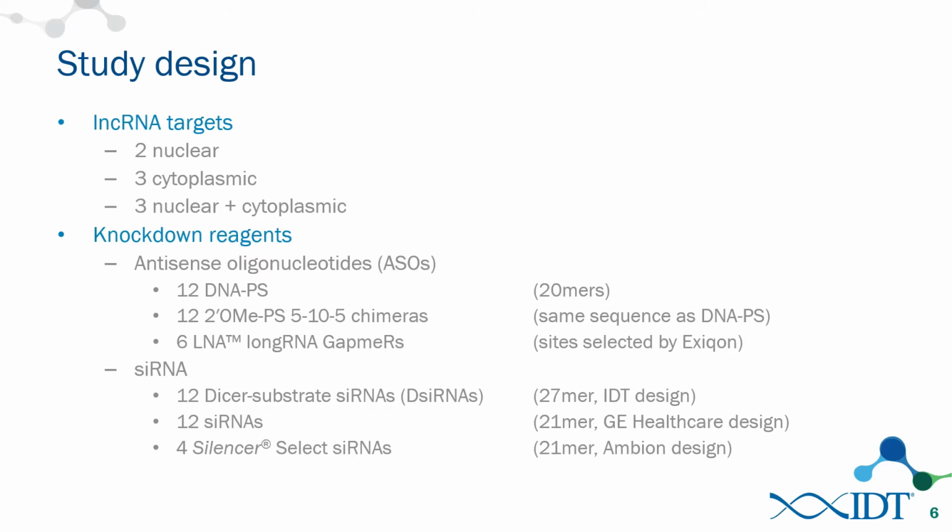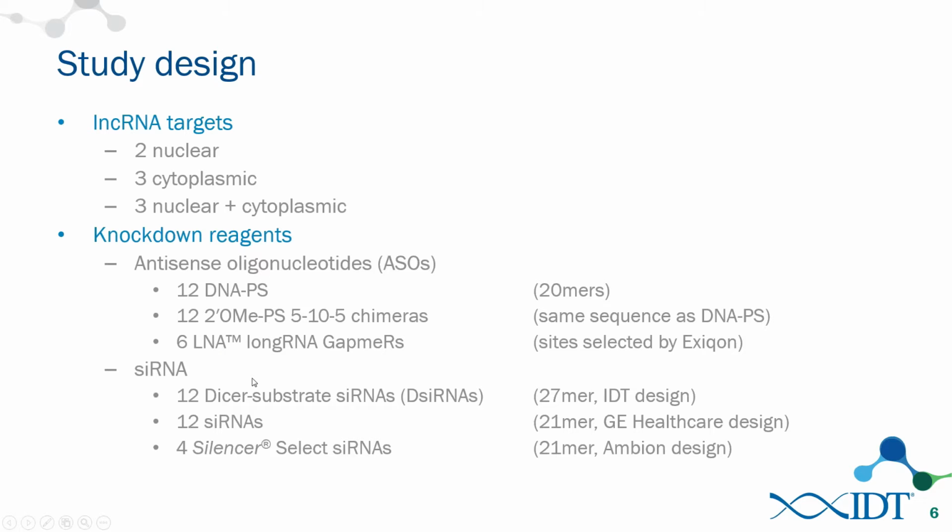For the antisense arm of the study, 12 sites were designed internally by IDT, and 2 different chemical modification patterns were used, the DNA phosphorothioate and the 2'-O-methyl-PS gapmers. Additionally, 6 LNA long RNA gapmers were designed and ordered by Exiqon.